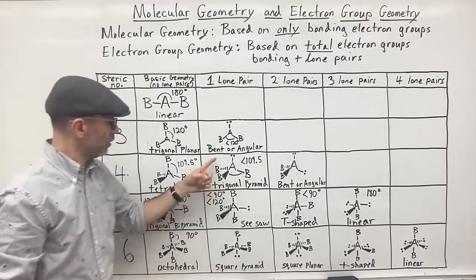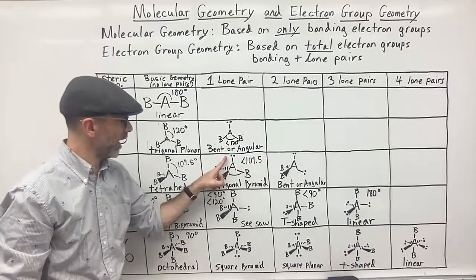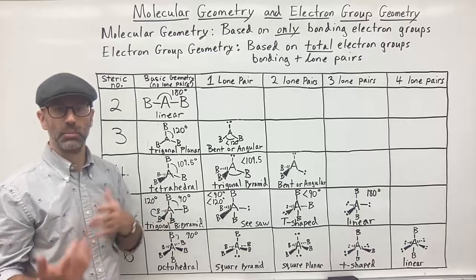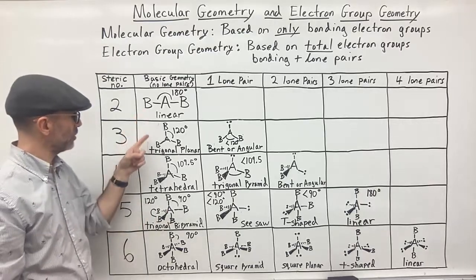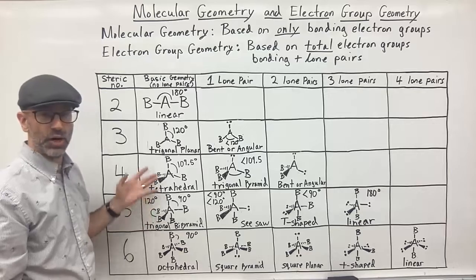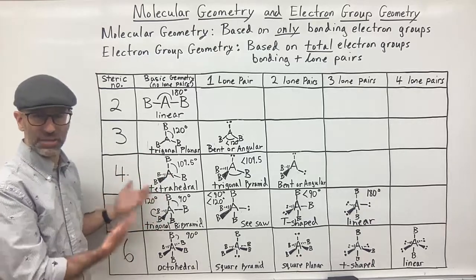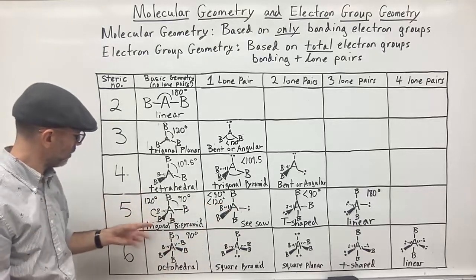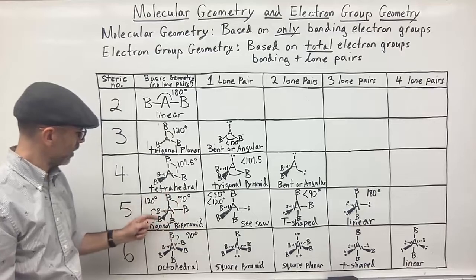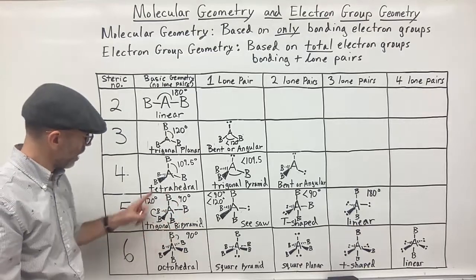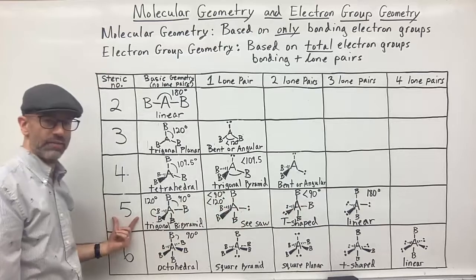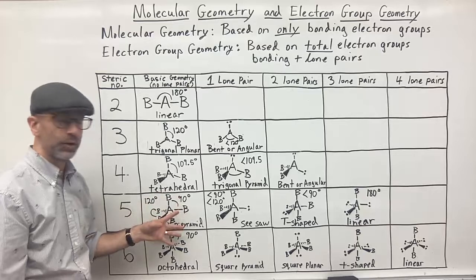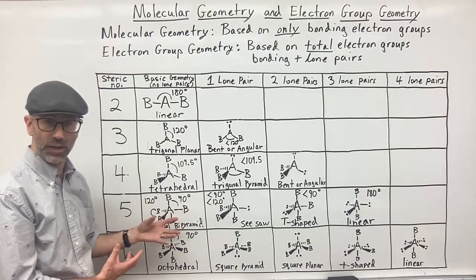Okay, so you can see for these two, because we have the lone pairs, the electron group geometry is not going to be the same as the molecular geometry. But when you have no lone pairs, then the electron group geometry and the molecular geometry are going to be the same. So let's look at this one finally. It's the same thing here. When we look at the electron geometry, all of these have in common 5 electron groups. So the difference is the number of lone pairs that are there.